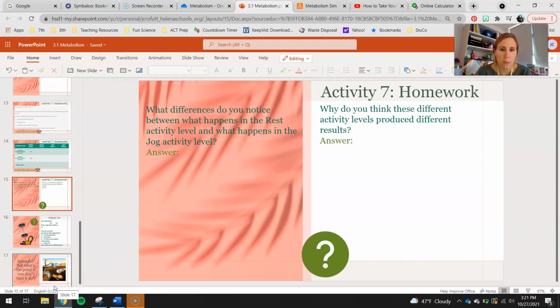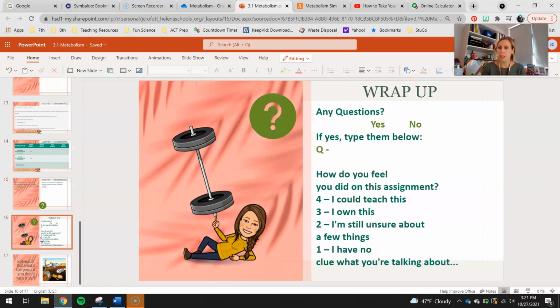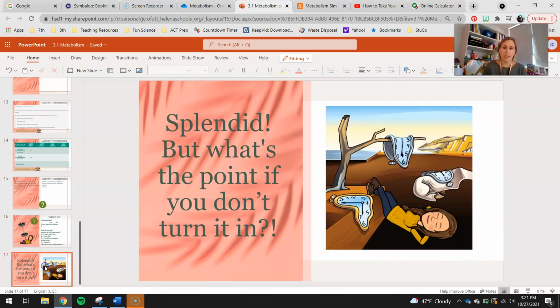What differences do you notice between what happens in the rest activity level and what happens in the jog? So what did you guys notice as far as data goes? Give me some specific examples. And then why do you think these different activity levels produce different results? So why do you think that is? Explain why. Once you guys have answered those 2 questions, you can go ahead and complete your wrap-up, and then you can hand it in.